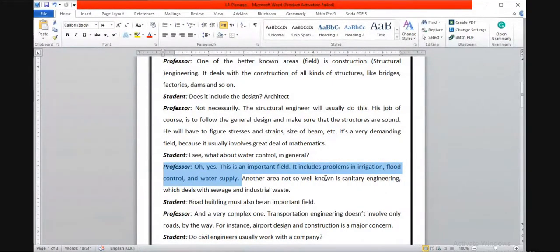Thank you. I just want to tell you something. Important field includes irrigation, flood. Flood اللي هي يعني الغرق أو الطوفان. Okay. هم يشمل مشاكل في الري والفيضانات. Exactly, flood. So I'm just trying to tell you the correct pronunciation, flood, okay? And water supply, not supply, supply, okay? Thank you very much, Zahra.